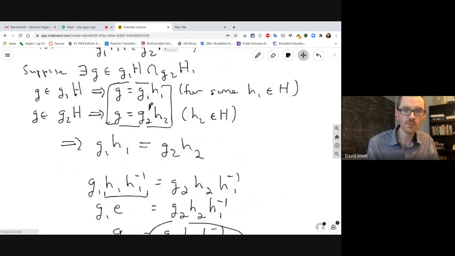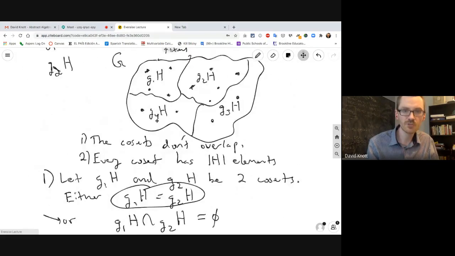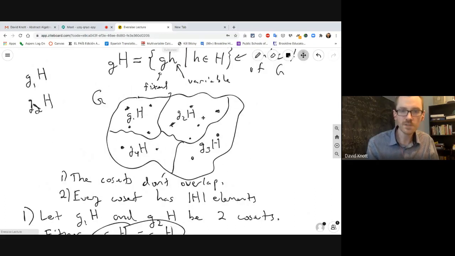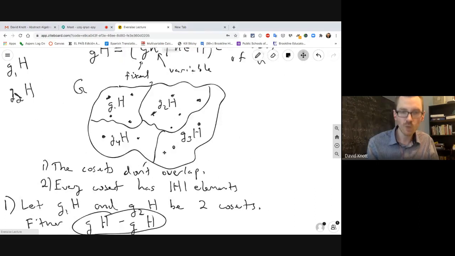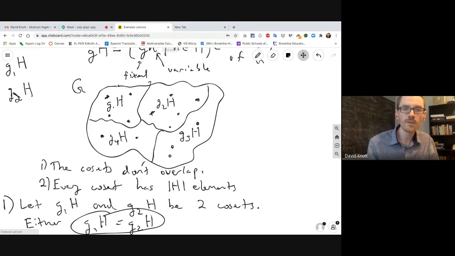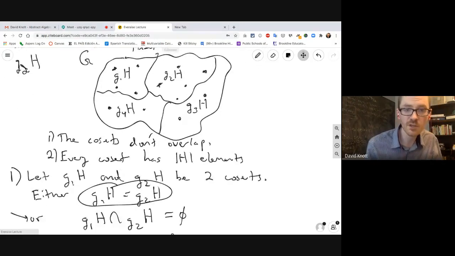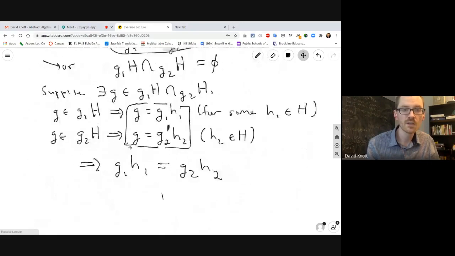So let's think about what we've shown. In this picture of G, we've got all these different cosets. And what do we know now? We know that distinct cosets don't overlap at all. And we've shown that they have the same number of elements. And I said that we can use this to count the number of elements in G.